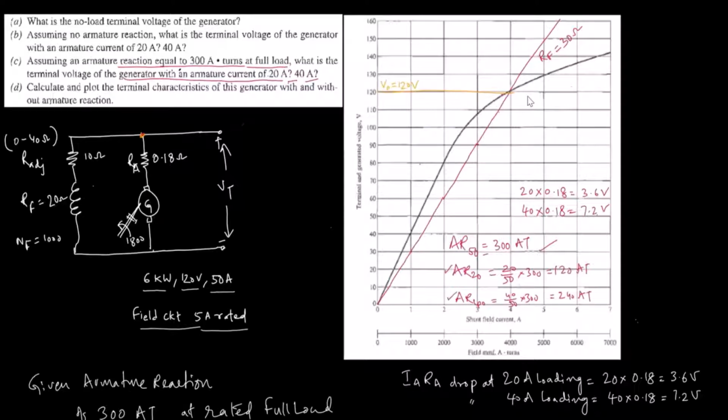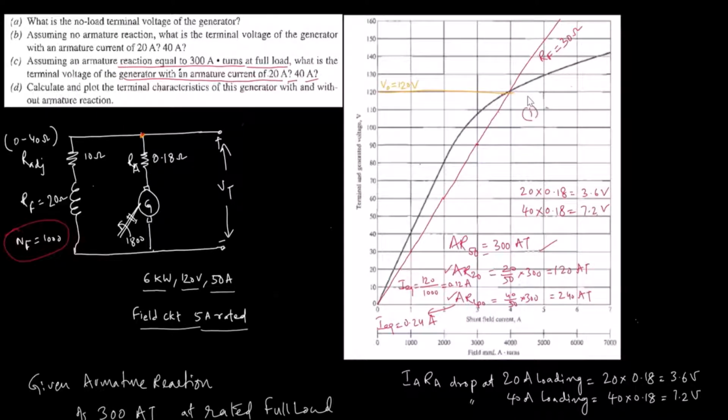So IEQ is equal to this 120 divided by 1000, which is the number of turns of the field winding. If I divide this by 1000, this will come to 0.12 amps. And similarly in case of this one, IEQ is 0.24 amps. Okay, so now we have to form a triangle.